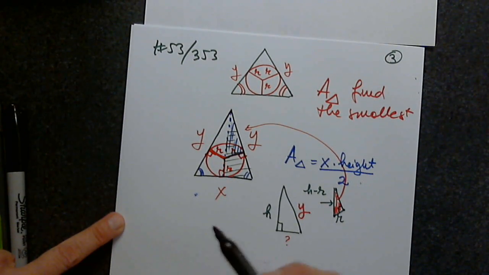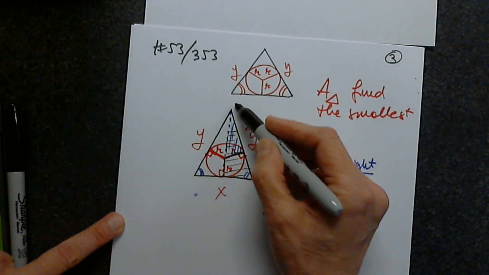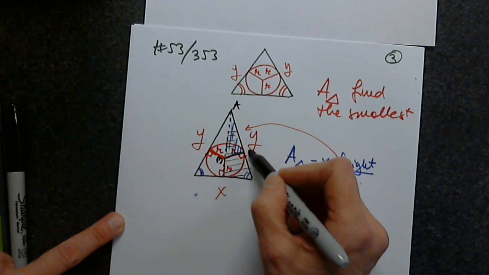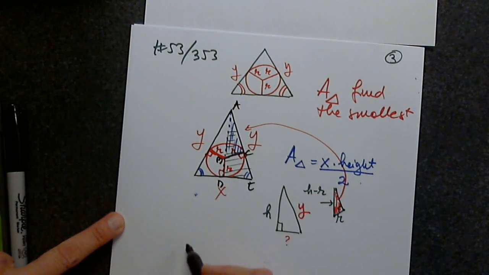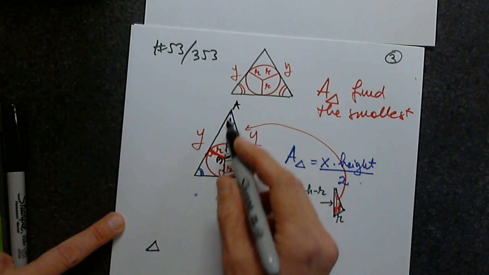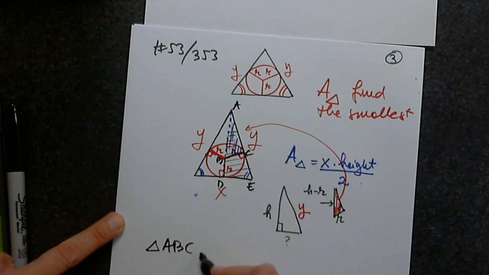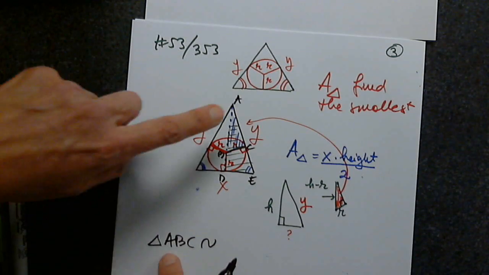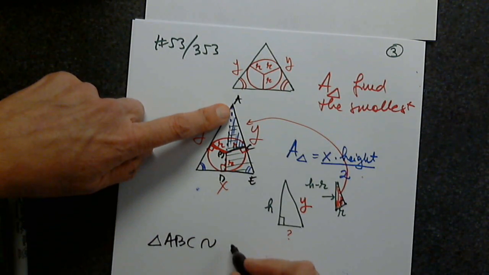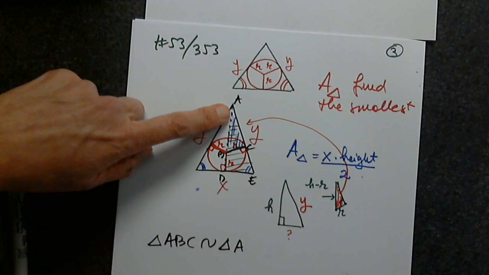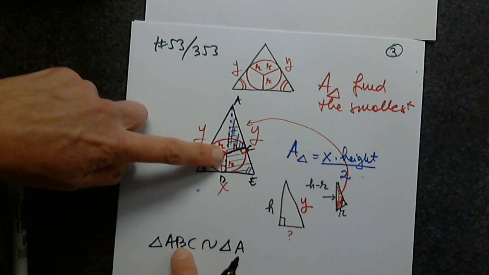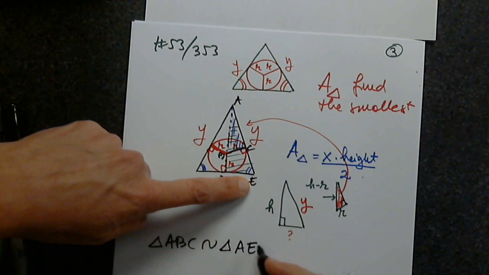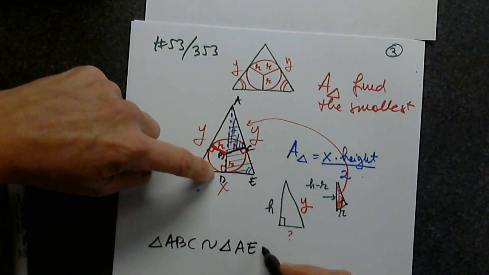So let's write, and we know now that, let me put some letters here, A, B, C, D, E. I will say that triangle ABC is similar, and I have to put the letters in the same order of the congruency of angles. Angle A is still with A. B is with E, and C is with D.